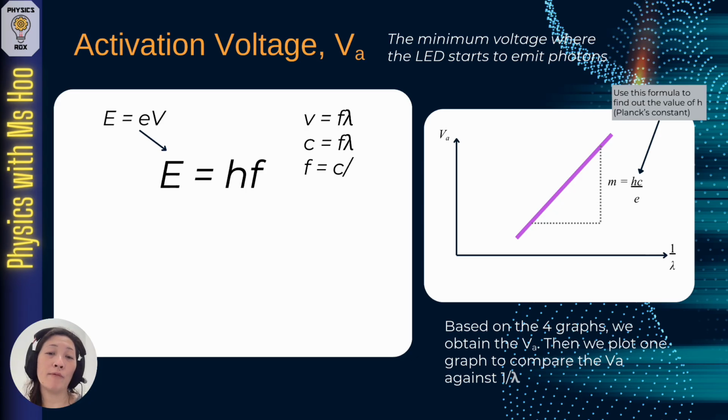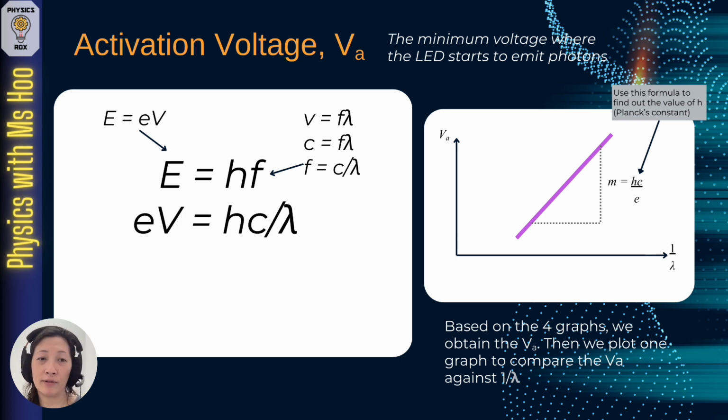If we rewrite this equation, we get f equals c over lambda, where f is the frequency of the light and lambda is the wavelength of the light. We can substitute f equals c over lambda into this equation. So by substituting these two equations into E equals hf, we will get eV equals hc over lambda. Because this is a voltage against 1 over lambda graph, let's rewrite this equation and you'll get V equals hc over e lambda. Comparing this equation against the graph, because it's a V against 1 over lambda graph, you should be able to see that by comparing this against y equals mx, the gradient m will be hc over e.